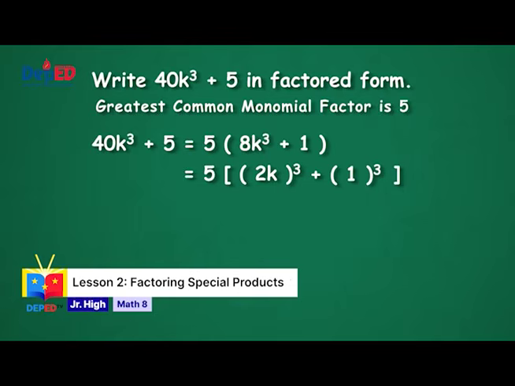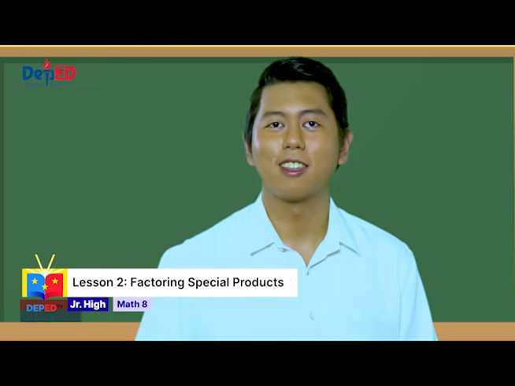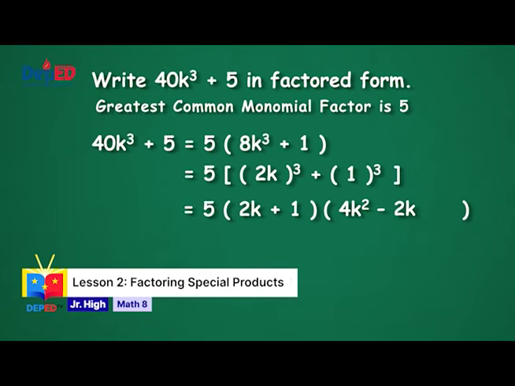Then the first term of the trinomial is the square of 2k. What is it? It is 4k squared. The next operation must be minus because we need the opposite of the previous one. After that, we multiply the terms of the binomial. 2k times 1 is 2k. The final sign is always a positive sign. So lastly, the third term of the trinomial is 1 squared, and the answer to that is 1.